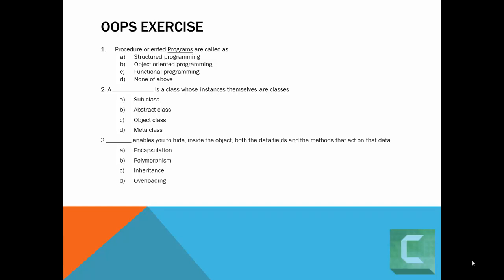Next one is, what enables you to hide inside the object both the data fields and the methods that act on that data? So this kind of concept we call as encapsulation. So encapsulation is basically hiding the data, what we need to expose, what not to expose. So the answer of this question is encapsulation.